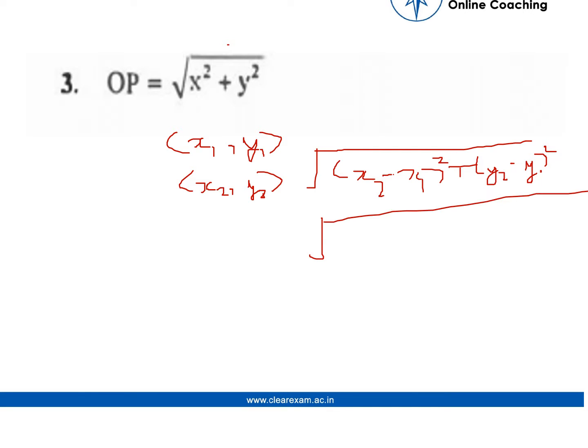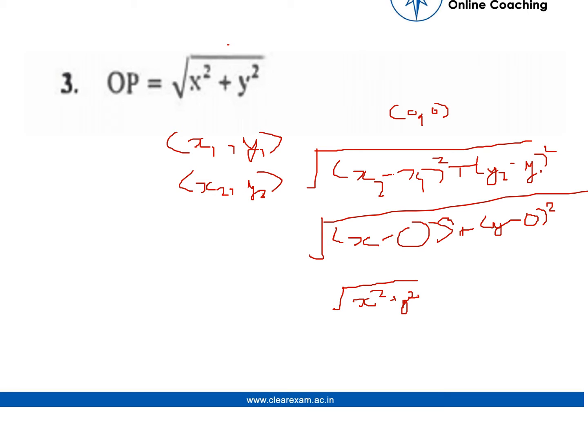We get under root of (x minus, since origin is at (0, 0), (x1, y1) is equal to (0, 0). So this is 0) whole square plus (y minus 0) whole square, which is equal to under root of x square plus y square. Therefore, the distance of a point P from origin is under root of x square plus y square.